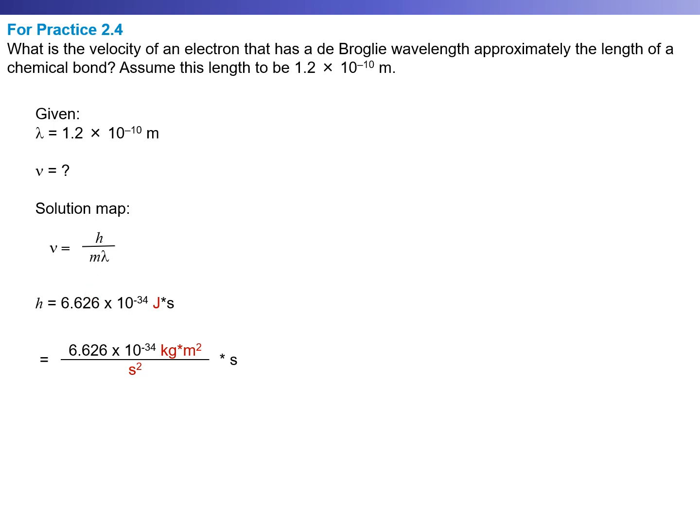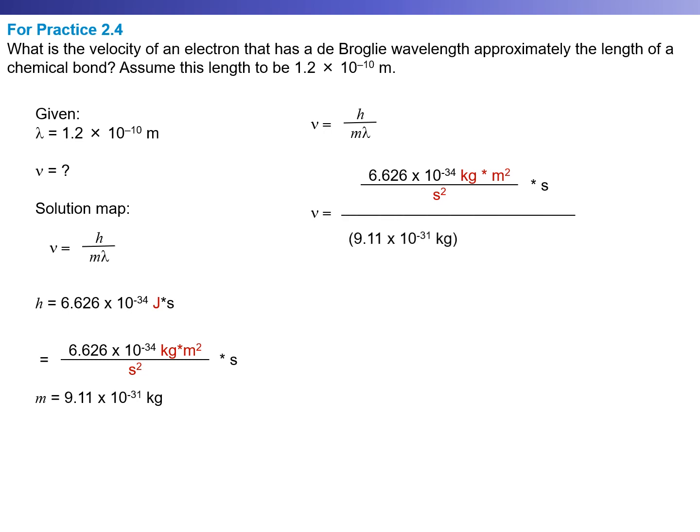Now, what's our value of m? Well, that's going to be the mass of an electron, which is 9.11 times 10 to the negative 31 kilograms. There's our kilograms right there. And we've already been given our wavelength, so let's plug in these values and solve the equation. There is our formula, and we're going to plug in Planck's constant at the top, put the mass of our electron down at the bottom, and multiply that by our wavelength.